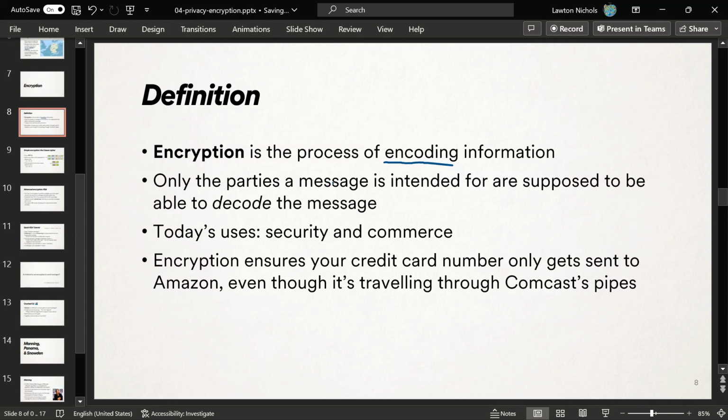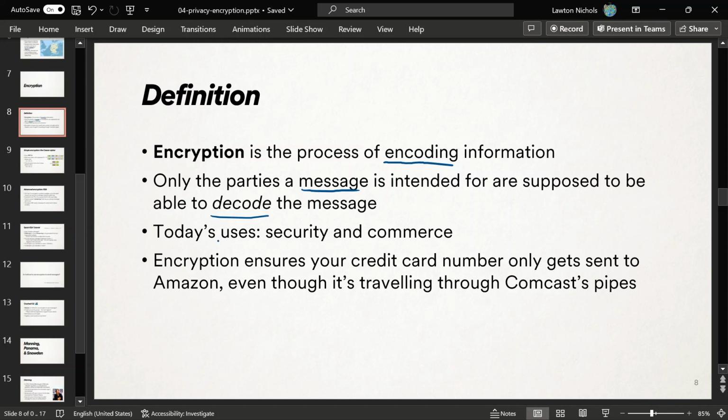Only the parties involved. There's a concept of a message, that's what you're trying to send, some secret thing. Only the people that message is intended for should be allowed to decode the message that has been encoded, okay? That's the terminology. So you encode a message to encrypt it, you decode it to get back to what the original message was, right? It's all over the place.